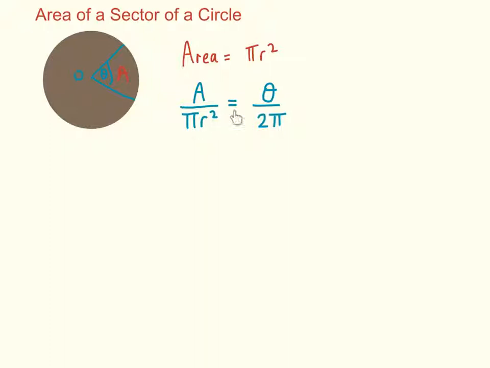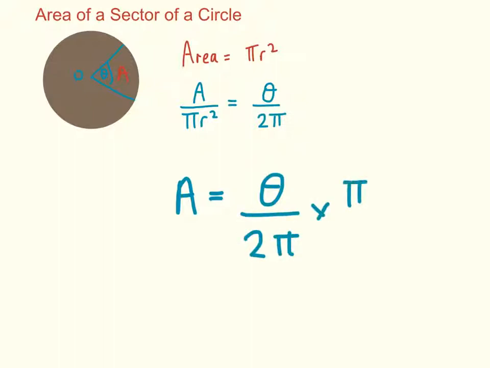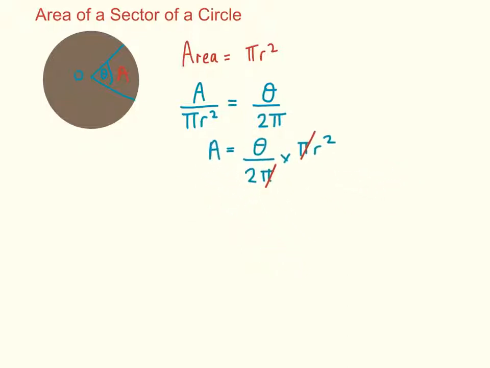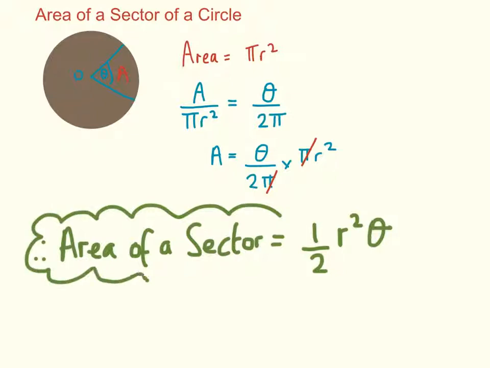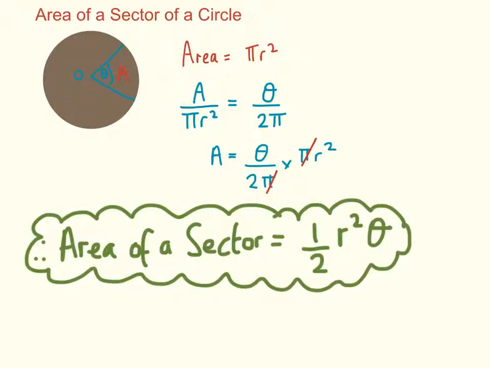So A is going to be equal to theta over 2 pi multiplied by pi r squared. So the pi's can cancel. If we bring that 2 out as well, we can tidy that up a little bit. That gives us a general formula for the area of a sector. So it would be a half r squared theta, if we just simplify what was above. And that's what we're going to use with the problems we're going to solve in exercise 6C.